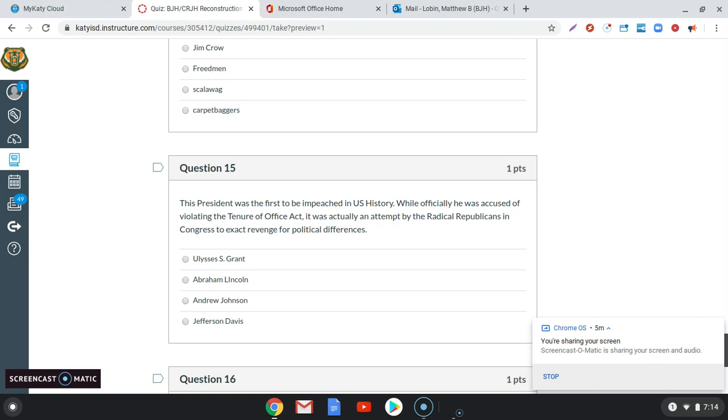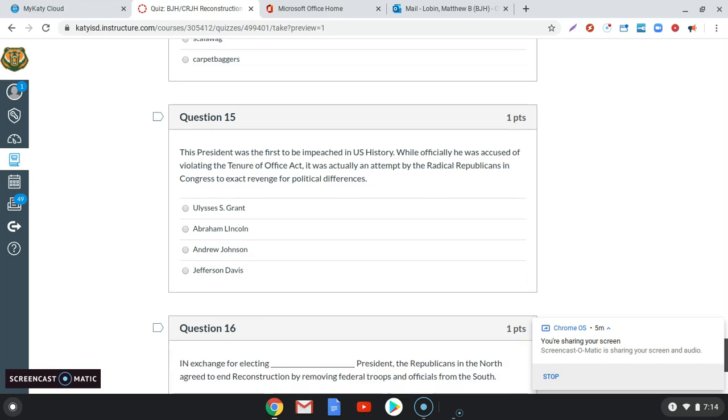Question 15. This president was the first to be impeached in U.S. history. While officially he was accused of violating the Tenure of Office Act, it was actually an attempt by the radical Republicans in Congress to exact revenge for political differences. Ulysses S. Grant, Abraham Lincoln, Andrew Johnson, or Jefferson Davis.